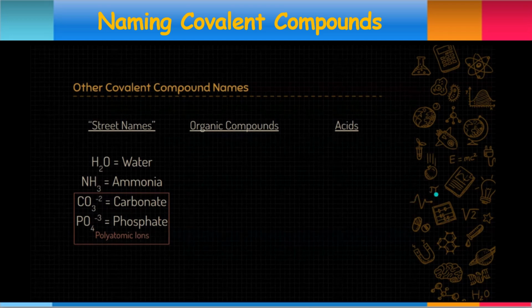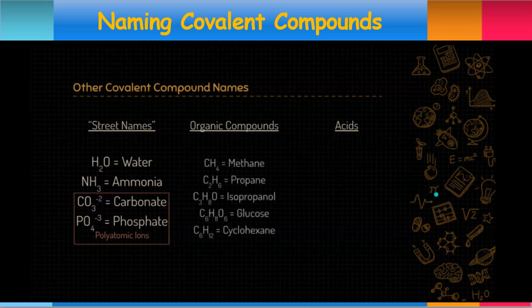There's also a class of organic compounds. Here's a list of those organic compounds. Organic compounds are elements made with a backbone of carbon, and you might notice that some of these get extremely big and long because carbon is a pretty special element. There's a whole chemistry dedicated to organic compounds, including naming them, such as methane, propane, isopropanol, glucose, cyclohexane. All of these are special organic compounds, and they have their own special names.